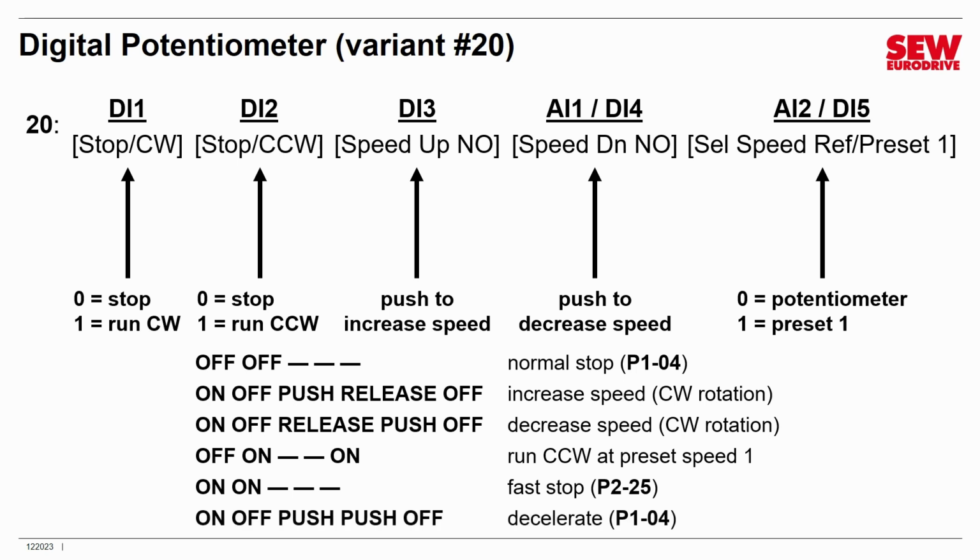And then we have another little bonus here. If digital input 1 is on, digital input 2 is off, and digital input 5 is off, that normally selects digital potentiometer controlled rotation in the clockwise direction. However, notice we're pushing both the up and the down speed control buttons at the same time. If you do this, the VFD will decelerate the motor using the standard deceleration ramp in parameter 1-04. If you hold the buttons down long enough, it will actually bring the motor to a complete stop. If you let them up while the motor is still decelerating, then it will resume operation.